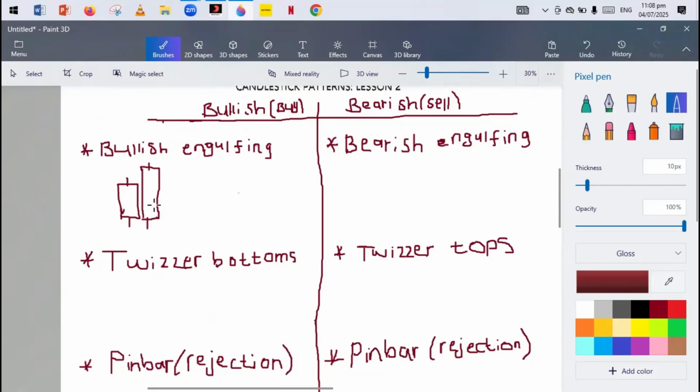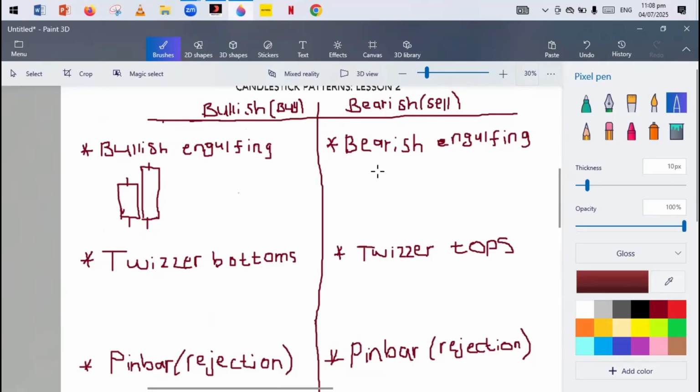Bullish engulfing. Whenever you see that candlestick pattern, that is a confirmation for you to place a buy, because sellers were in control. However, these buyers engulfed them. So in simple terms, these small candles are being eaten up by this larger candle. So that is a bullish engulfing.